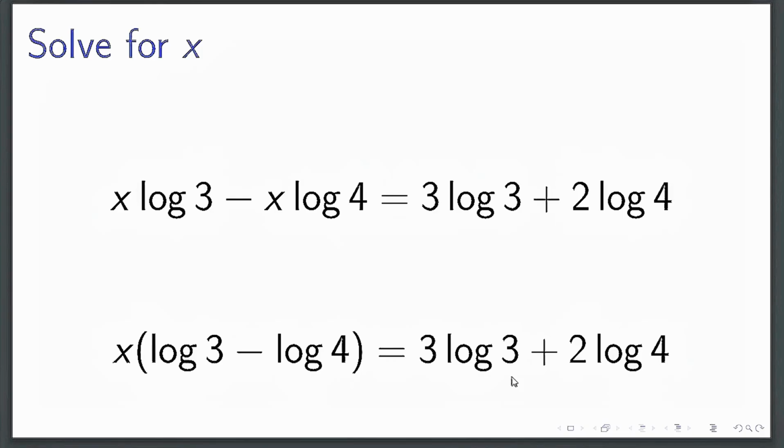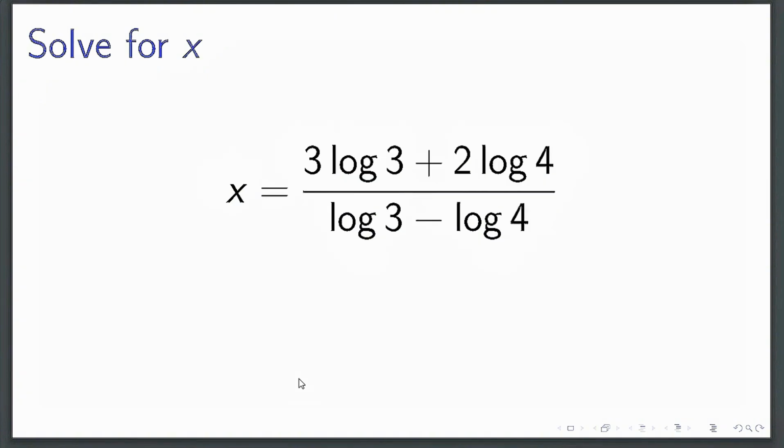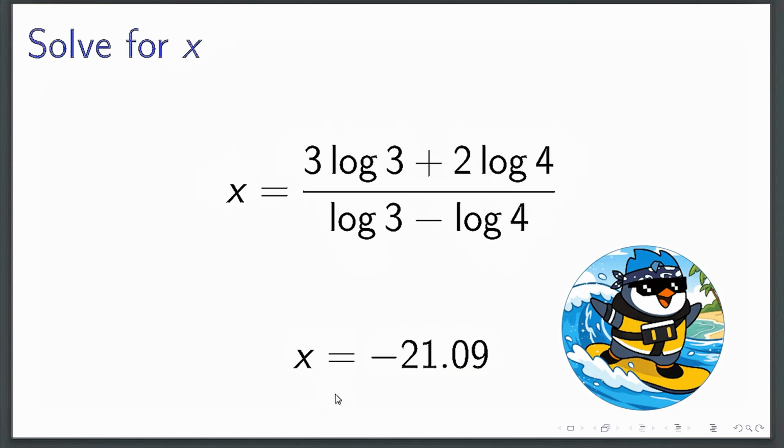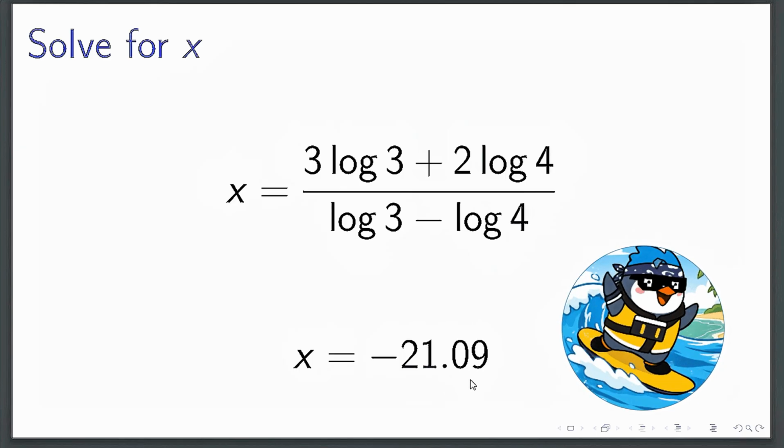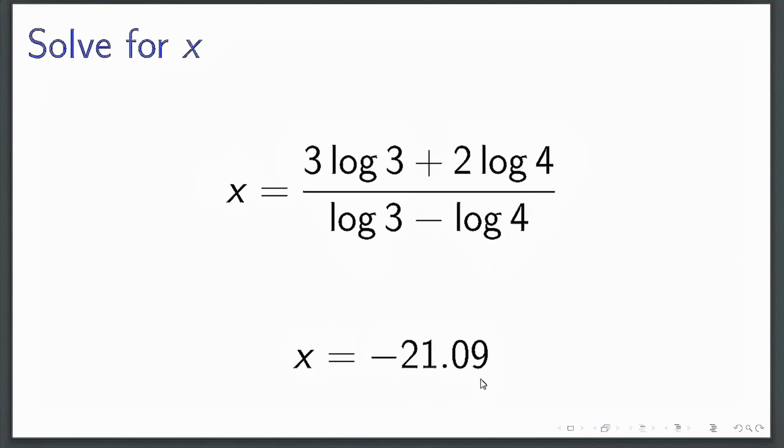Now in order to get the value of x, I need to divide by log of 3 minus log of 4 on both sides. When I do that, I will get x is equal to 3 times log of 3 plus 2 times log of 4 divided by log of 3 minus log of 4. Now I will use my calculator to find the value. When I do that, I will get x is equal to minus 21.09. So this is our answer.